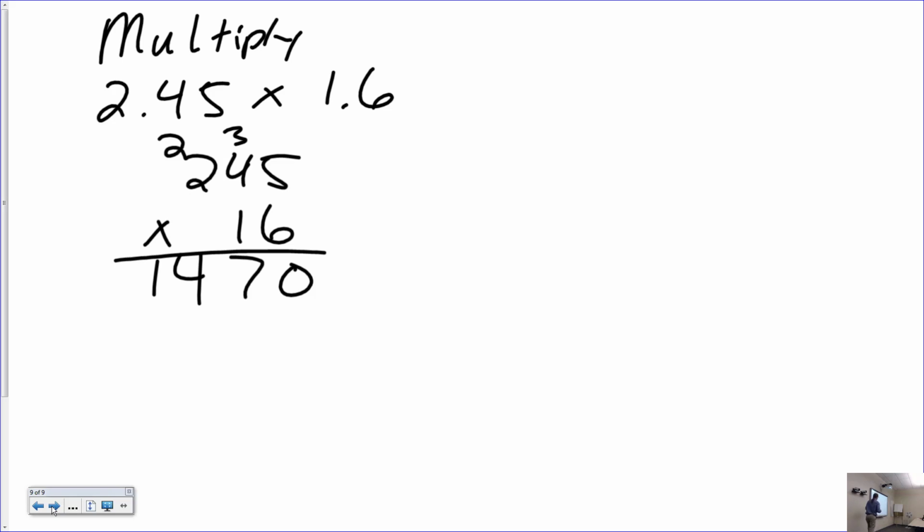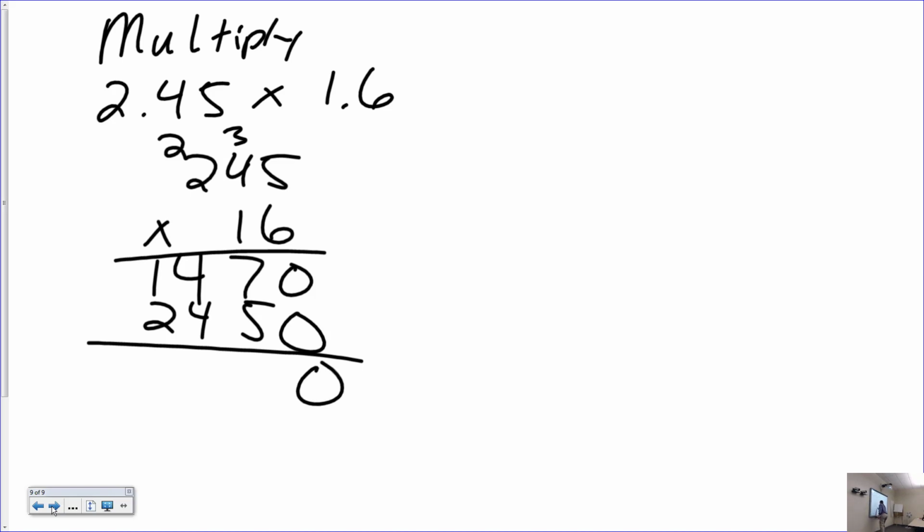Be careful when multiplying by the 1. Remember that it's really 10. That's why you put a 0 at the bottom, right? Because that 1 is in the tens place, so you want to be in the tens place to start with. And then add. And then put the decimal in at the end. All right?